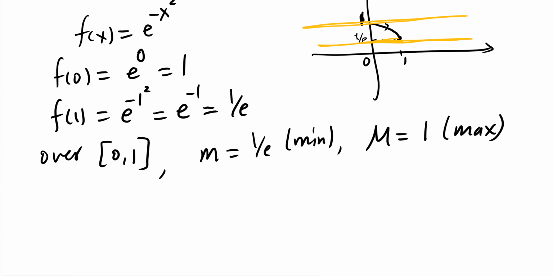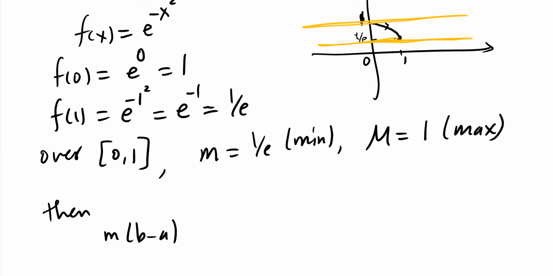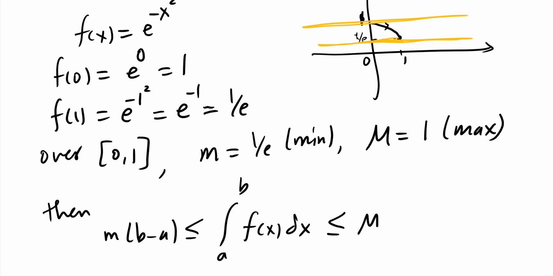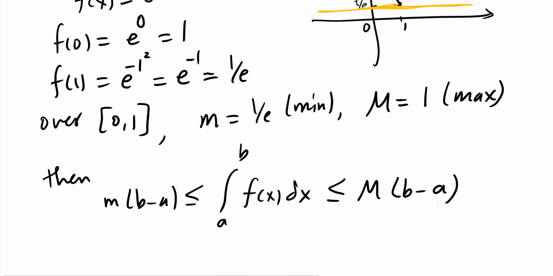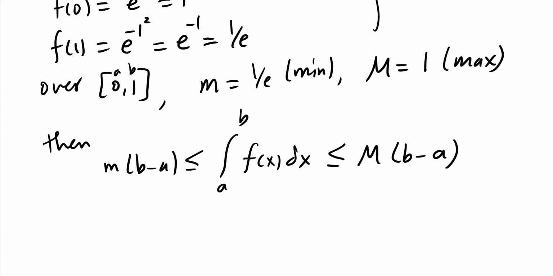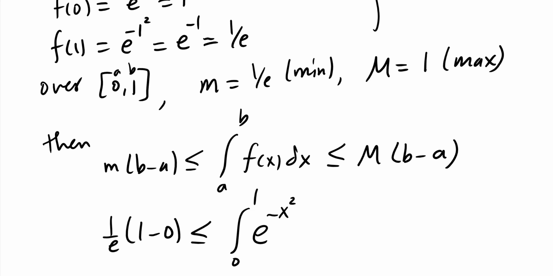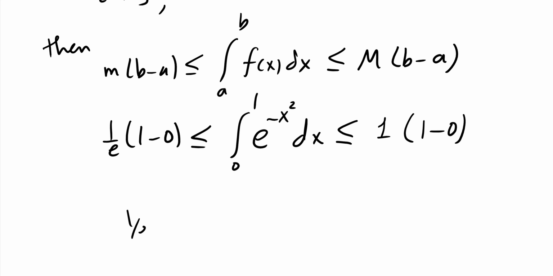So in this case, we use the formula: small m times b minus a is less than or equal to the integral from a to b of f of x dx, less than or equal to capital M times b minus a. A and b are given. This is a, this is b. So small m is 1 over e, times 1 minus 0, less than or equal to the integral from 0 to 1 of e to the negative x squared dx, less than or equal to capital M, which is 1, times 1 minus 0. And what does that give us? 1 over e is less than or equal to the integral from 0 to 1 of e to the negative x squared dx, which is less than or equal to 1.